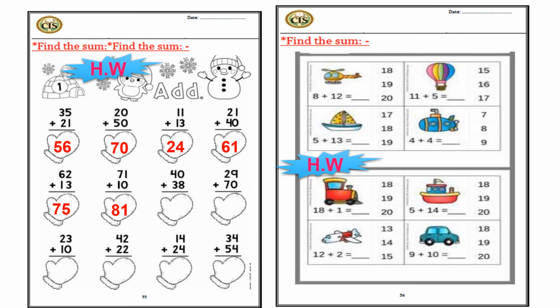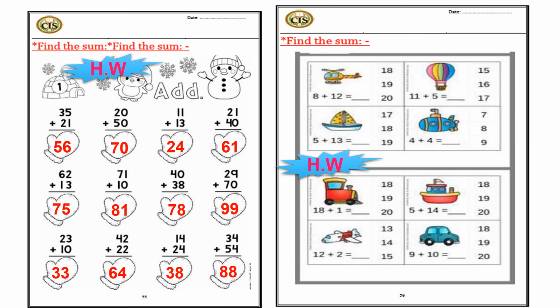40 plus 38. Ones with ones. 0 plus 8 equals 8. 4 plus 3 equals 7. So the sum is 78. 29 plus 70. Ones with ones, tens with tens. 9 plus 0 equals 9. 2 plus 7 equals, I will put 7 in my mind, 2 on my fingers. After 7, 8, 9. So the sum is 99. You can do the last line as HW.